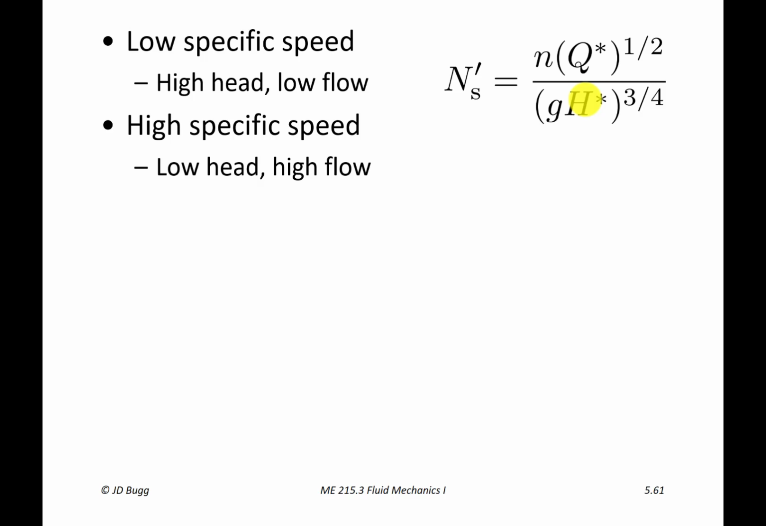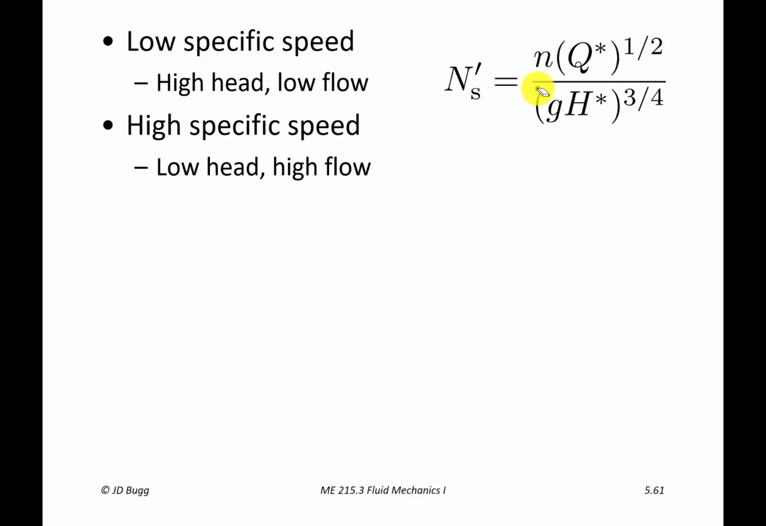Now a little bit on why this is called specific speed. Notice that we have speed in the numerator here all by itself, no power or anything. So you could think of all of this other stuff as a way to normalize the speed. And so specific speed is really a dimensionless speed. That's where the name comes from. But it's a pump selection parameter.